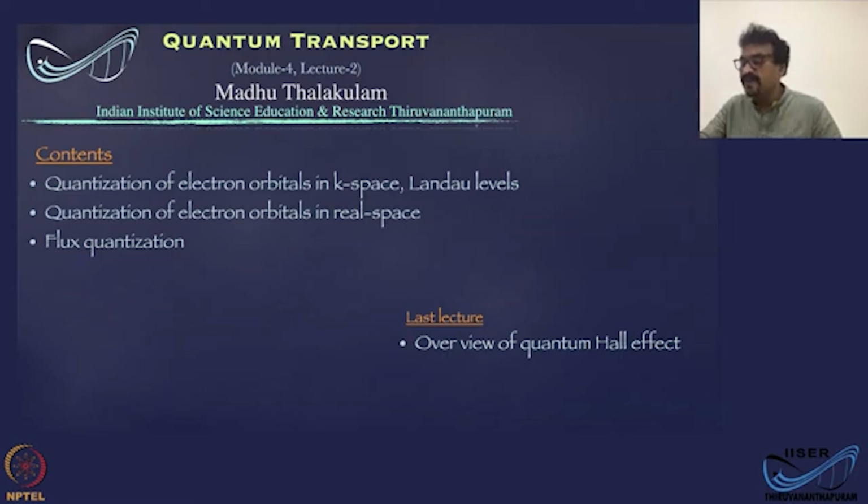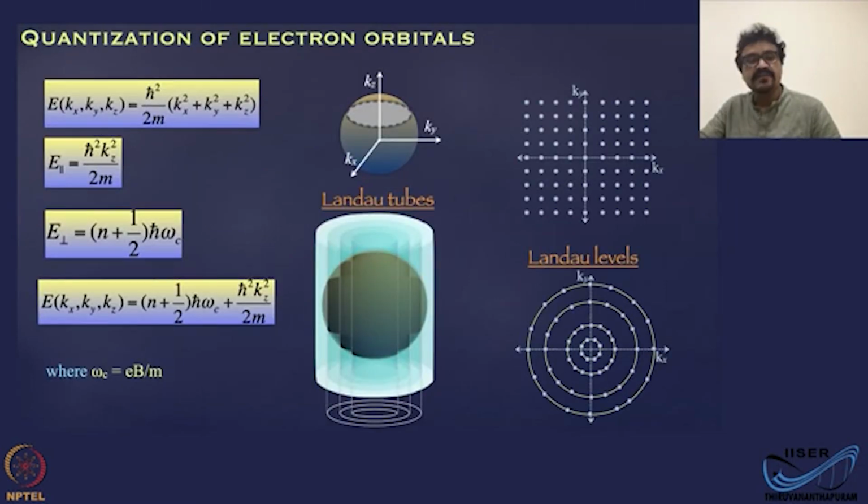Okay, so let us start with a picture of free electrons in a solid, and you have the states in the K-space for free electrons, which forms a Fermi sphere, which we discussed in detail in one of the previous modules.